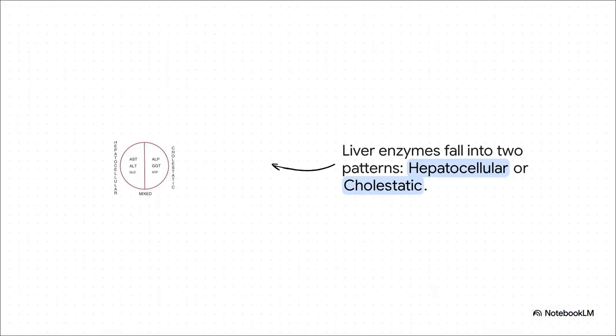So when we look at liver enzymes, they generally fall into one of two main patterns, or buckets. The first one is the hepatocellular pattern. This is when enzymes like AST and ALT are way up. It tells us that the main problem is damage to the actual liver cells, the hepatitis. The second pattern is the cholestatic pattern, and that's dominated by high ALP and GGT. This points to a problem with bile flow, some kind of blockage or obstruction. And of course, sometimes you see a mix of both.